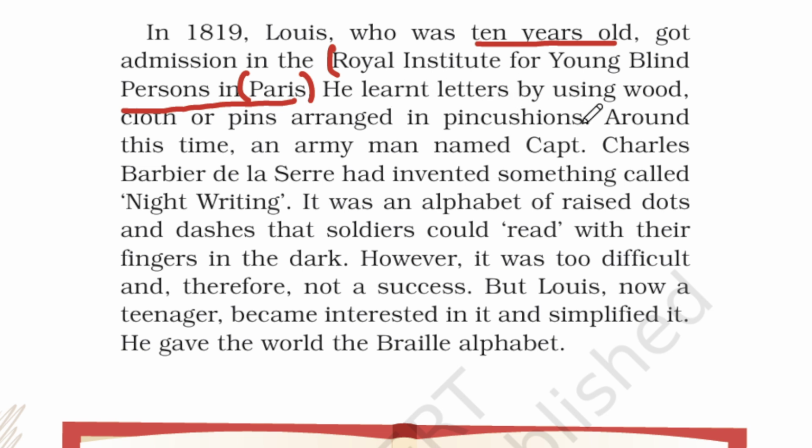There is a special way of teaching for blind persons there, by using wood, cloth, or pins arranged in pin cushions. Around this time, an army man named Captain Charles Barbier de la Serre had invented something called night writing. It was an alphabet of raised dots and dashes that soldiers could read with their fingers in the dark. In the army it is mostly dark, so he invented raised dots so that they could touch the dots and identify what letter it is.